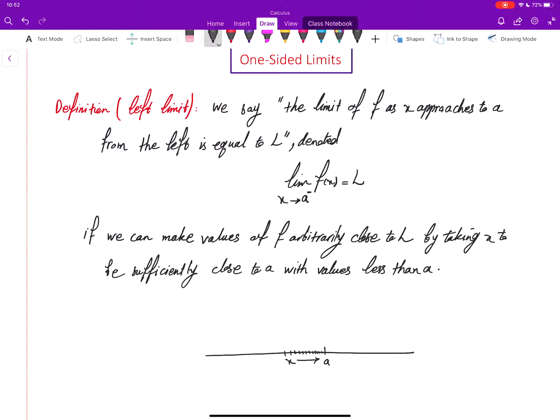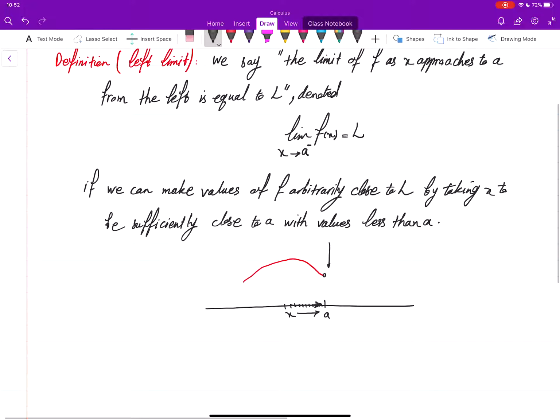What does this mean in terms of studying the graph? It means that if there is a graph of a function here and you're studying the left limit, you just ignore the right side of this graph. Just ignore it and find the trend of the values of the function as x gets closer to A from the left. So this is how we study the left limit.